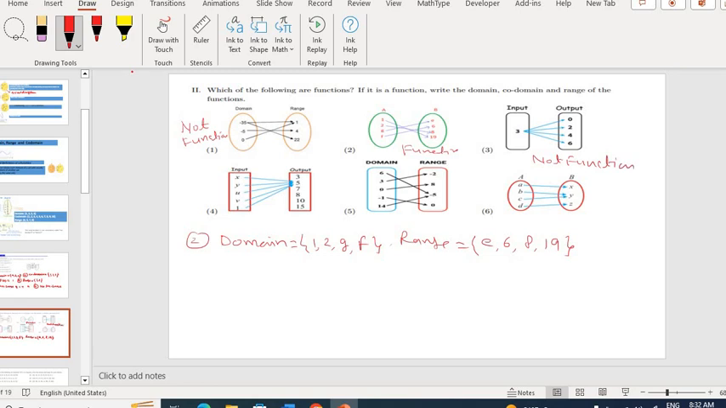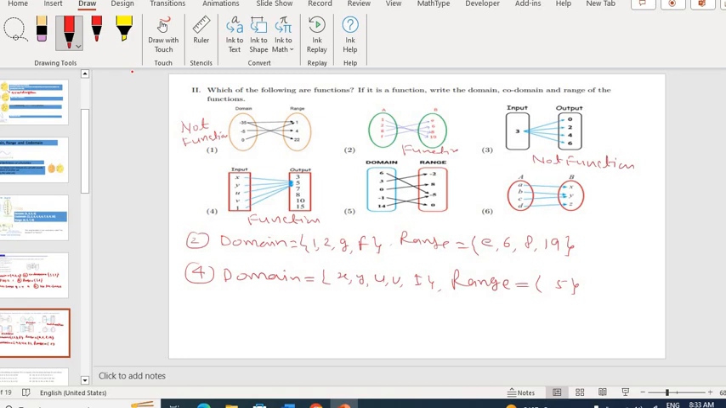Question number 4. X, 5, Y, 5, U, V. So input X goes to output 5, Y to 5, U to 5, V to 5. That means this is a function. If it is a function, we can write its domain also. The domain of that one is X, Y, U, V, and the range is 5.